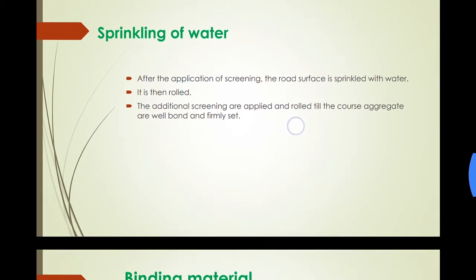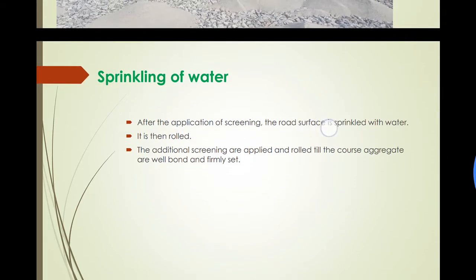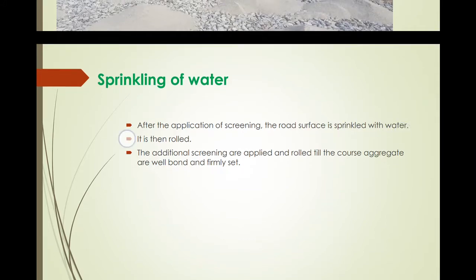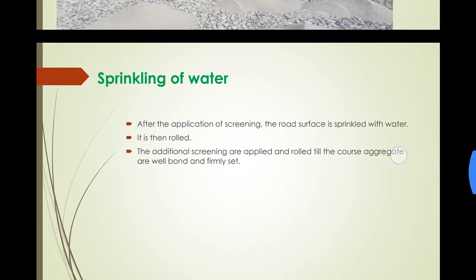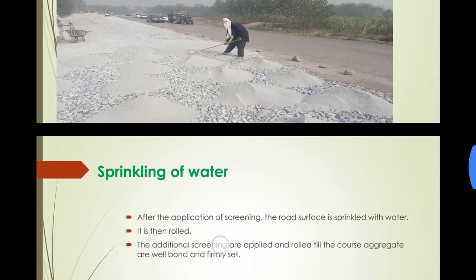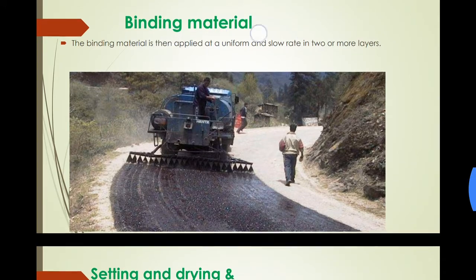The next step is sprinkling of water. Now why do we sprinkle the water? We need to sprinkle the water so as to form a good bond, and to compact the road in a better way. After the application of screening, the road surface is sprinkled with water. It is then rolled. The additional screenings are applied and rolled till the coarse aggregate are well bonded and firmly set.